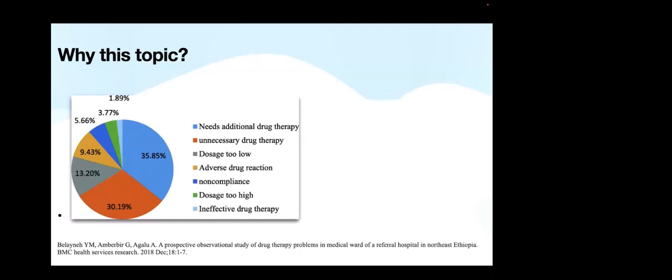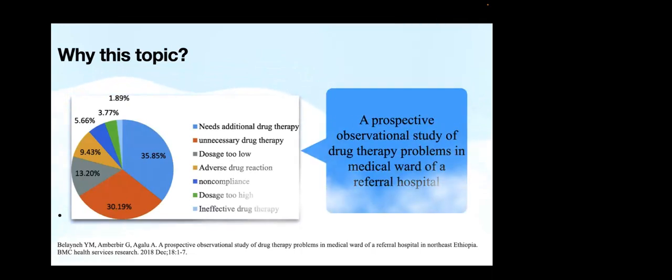This is an observational and prospective study related to drug therapy problems in the medical ward of a referral hospital in northeast Ethiopia, a country in East Africa. You can see that 35.85% need additional drug therapy, and 30.19% are unnecessary drug therapy prescribed. And in the gray part, you can see 13.20%, where the doses are too low for therapeutic efficacy, right? So this is a real observational study done in an East African country, and it shows at what level the drug related problems are occurring.